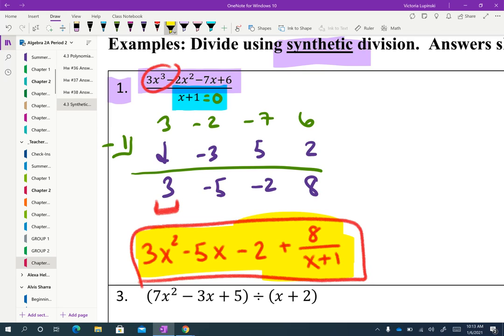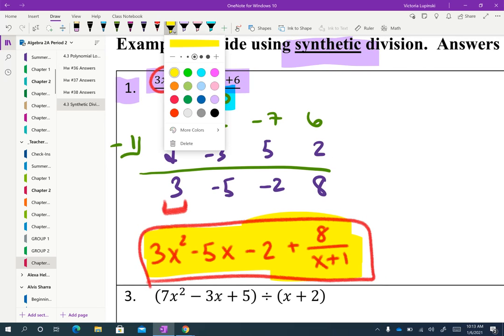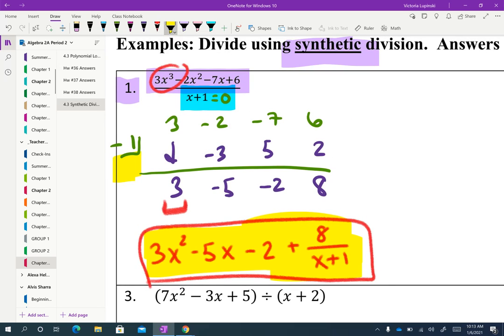So that was your first synthetic division problem. The main difference between this and long division is that in long division, remember, you were always subtracting, draw the line, change the sign. Here in synthetic division, you're always adding. And the reason why that works is because you change the sign here in the box. That's why you're allowed to add instead of subtract.